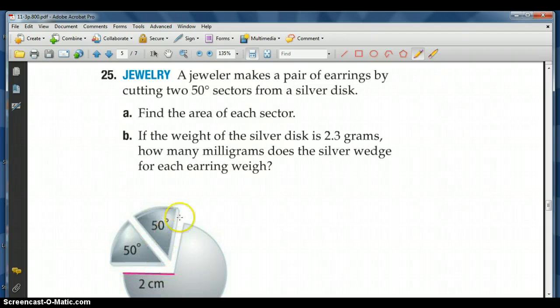So we want arc angle or central angle over 360. So in this case, 50 over 360 times pi r squared, where our radius is 2. So if we take 50 divided by 360 times pi times 2 squared on our calculator, we get 1.7 square centimeters.